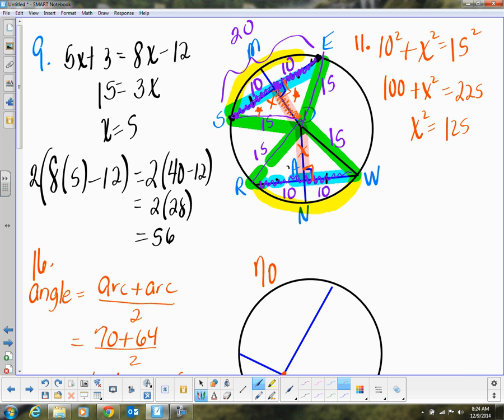Equals 125. Square root this, you're going to get plus or minus square root of 125, which is 11.18, I believe. All right, who has the next question?